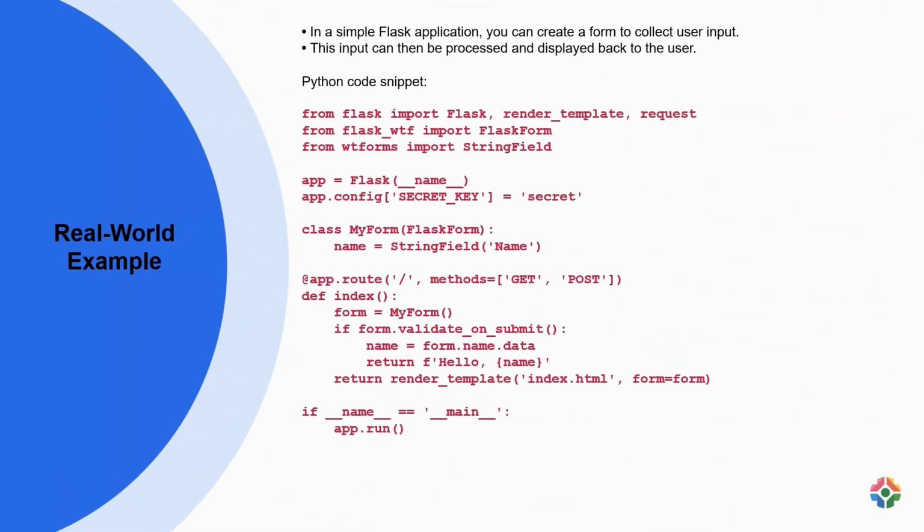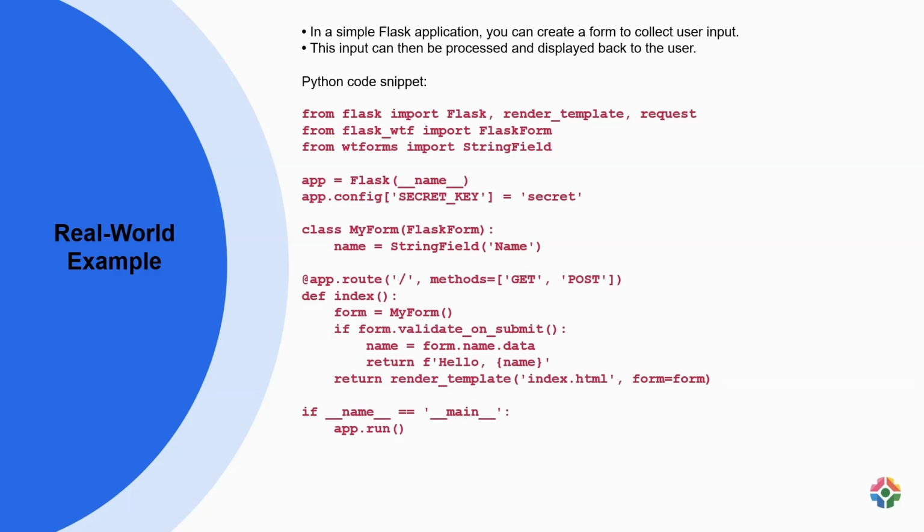A Flask application can incorporate a form to gather user input. The collected data can then be utilized within the application. A basic Flask application with form functionality can be set up using Python. Initially, the necessary Flask and form-related modules are imported. The form is defined within a class, such as myForm, containing input fields like StringField.